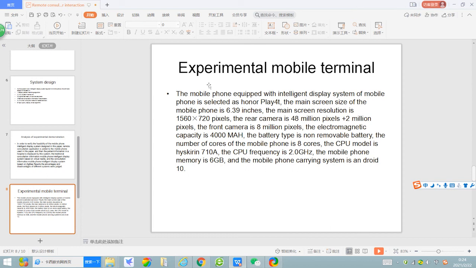The CPU model is high screen 710 and 10A. The CPU frequency is 2.0 GHz. The mobile phone memory is 6 GB, and the mobile phone carrying system is a joint 10.